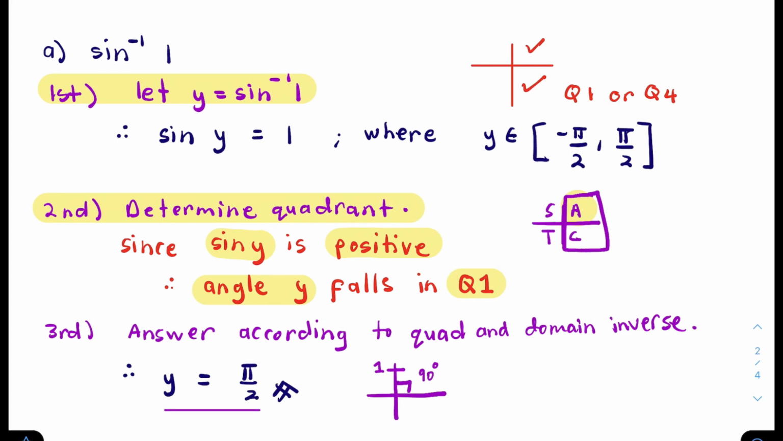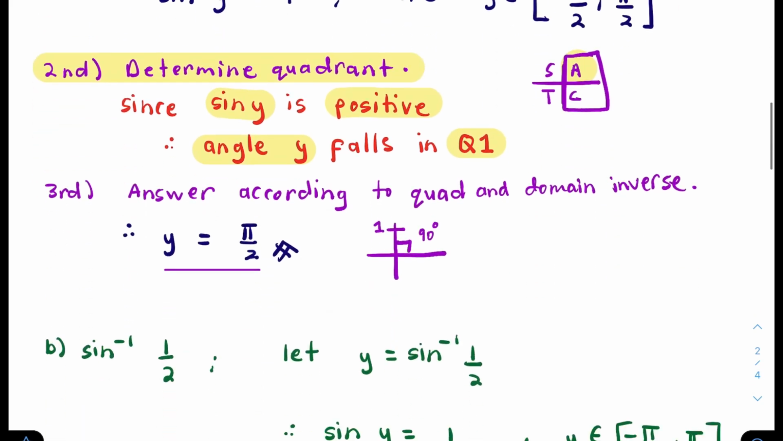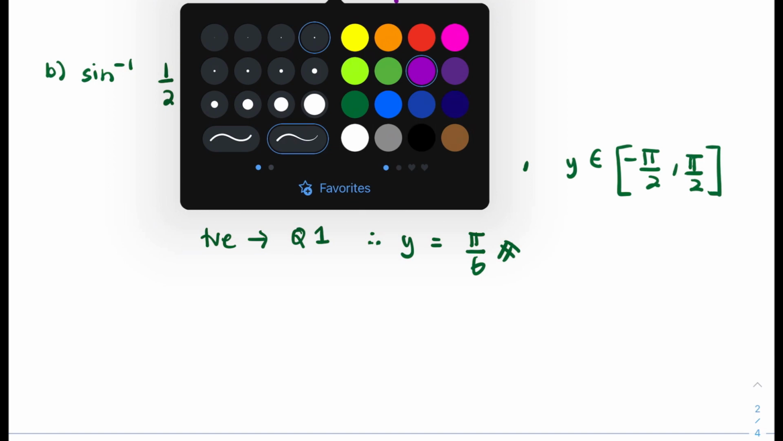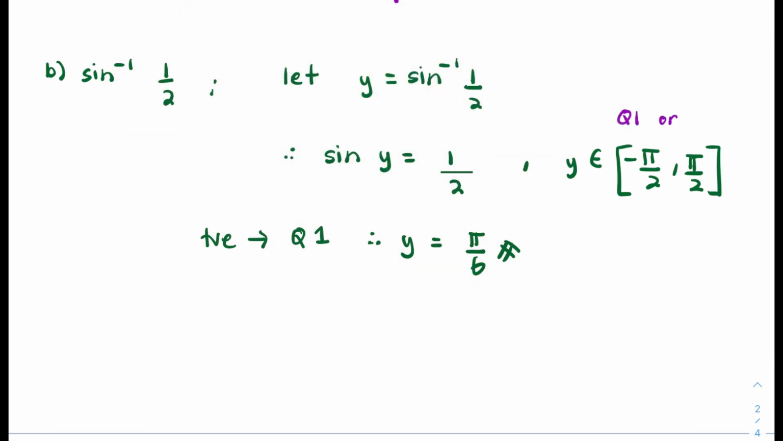Okay, now let's move on to the next example. Example part B, sine inverse half. First thing first, you let your Y equivalent to sine inverse half. Then sine Y is equivalent to half. Remember that Y falls between negative pi over 2 and pi over 2, or quadrant 1 or quadrant 4. Because your sine Y is a positive value, determine the quadrant: it falls on quadrant 1.